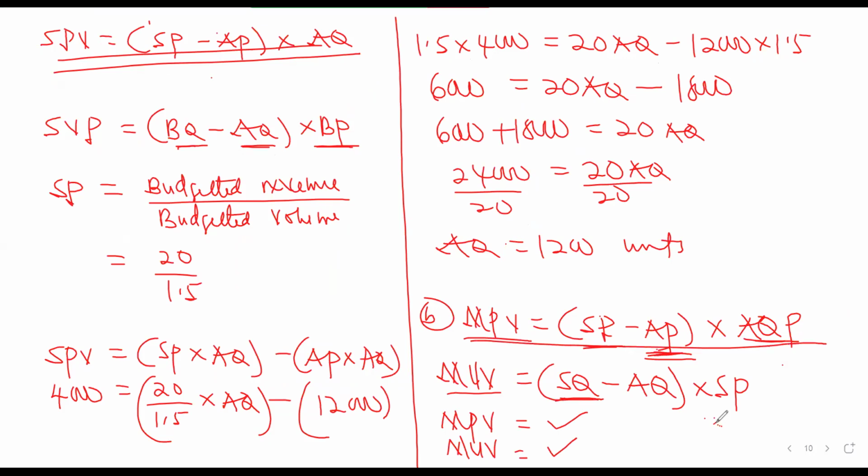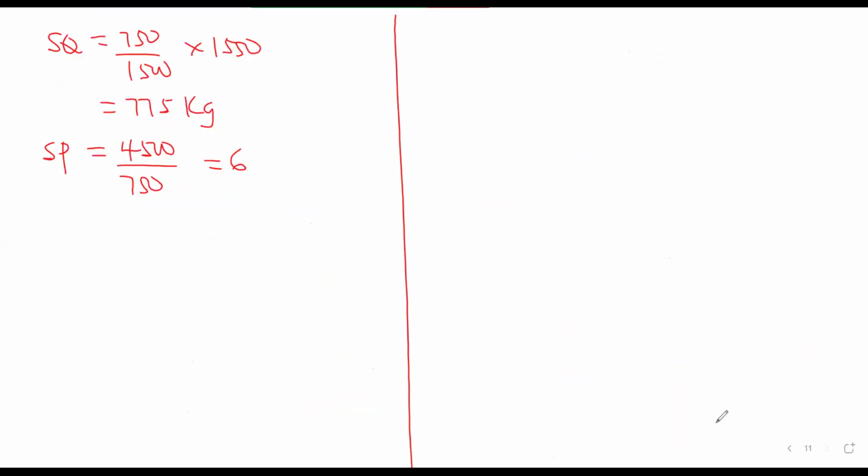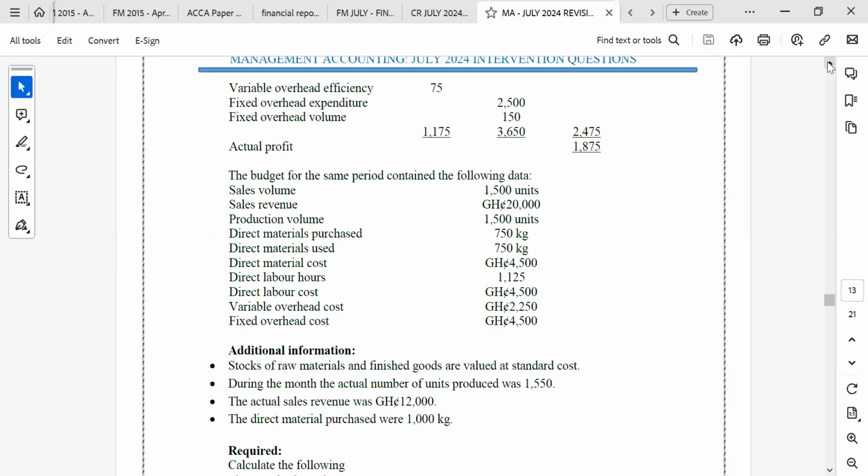But let's come here. We know our standard quantity already, and we know our standard price. We also know our material usage variance. So we can go ahead with this one. Material usage variance is equal to the standard quantity minus the actual quantity, multiplied by the standard price. So let's go to the question to get our material usage variance.